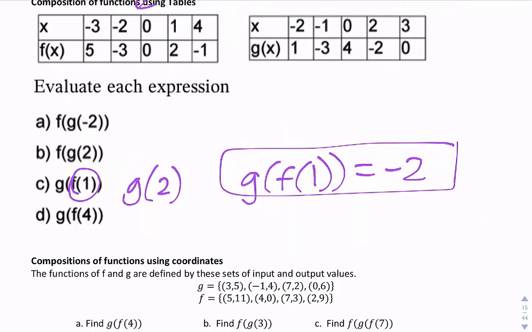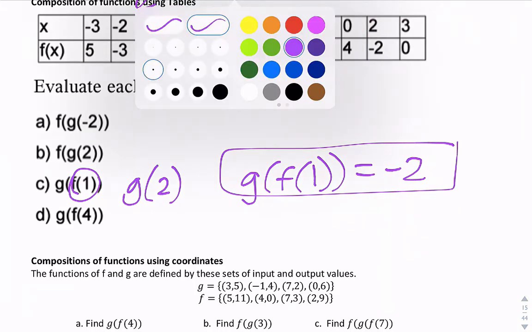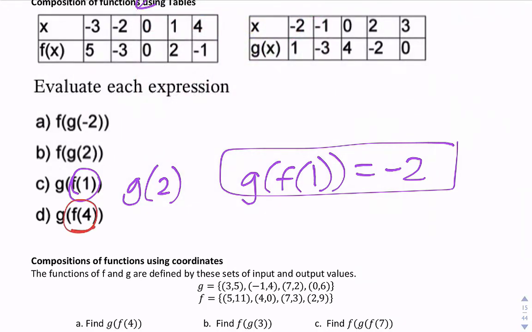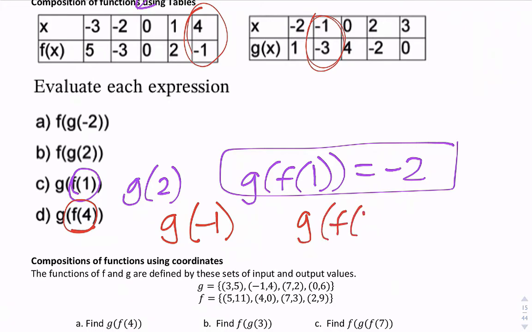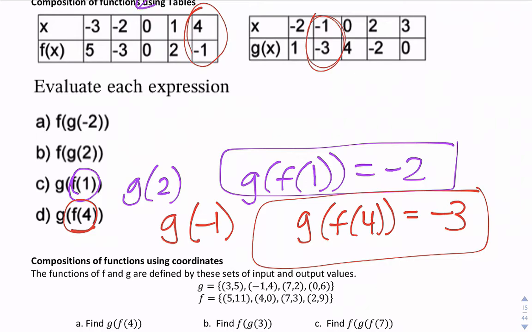And one more. Let's find g of f of 4. So start with f of 4. So the f function, when the input's 4, what's the output? It's negative 1. Now we want to find g of negative 1. So over here, that'll be negative 3. So we see g of f of 4 equals negative 3. Okay, so that's using tables to find a composition of functions.